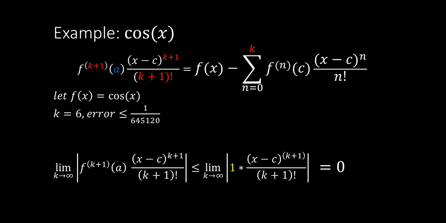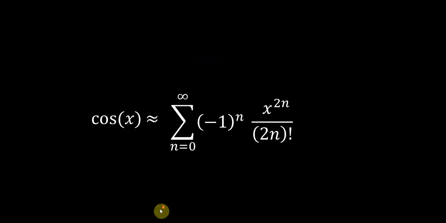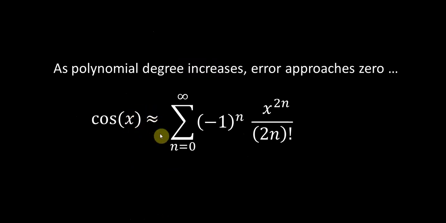Okay? And this is a profound thing, because if the error approaches 0 as k approaches infinity, and k is the degree, and it also affects the number of terms, right? If the limit of the error approaches 0, what does it mean? That means that cosine isn't just approximately equal to the infinite series. Remember, this is the Maclaurin series for cosine. But that cosine is in fact exactly equal to the series.